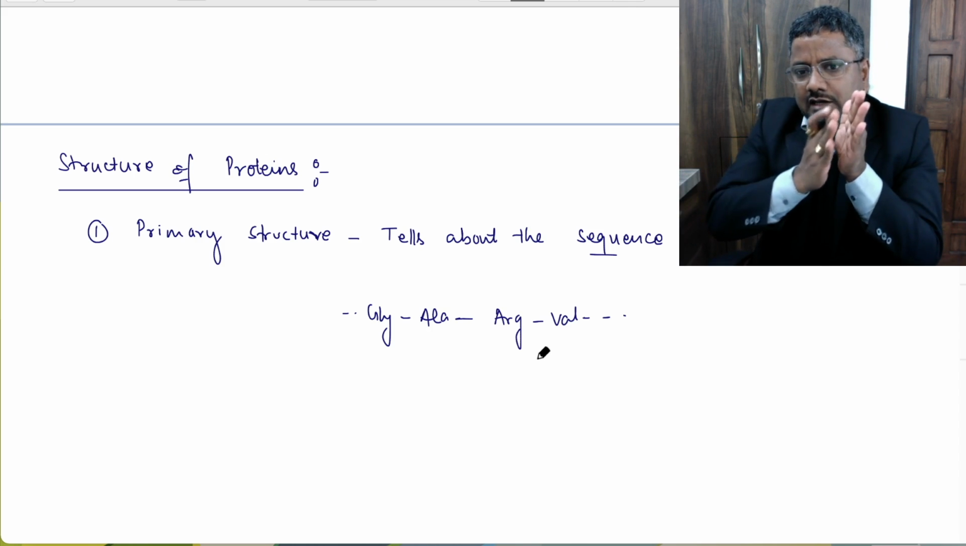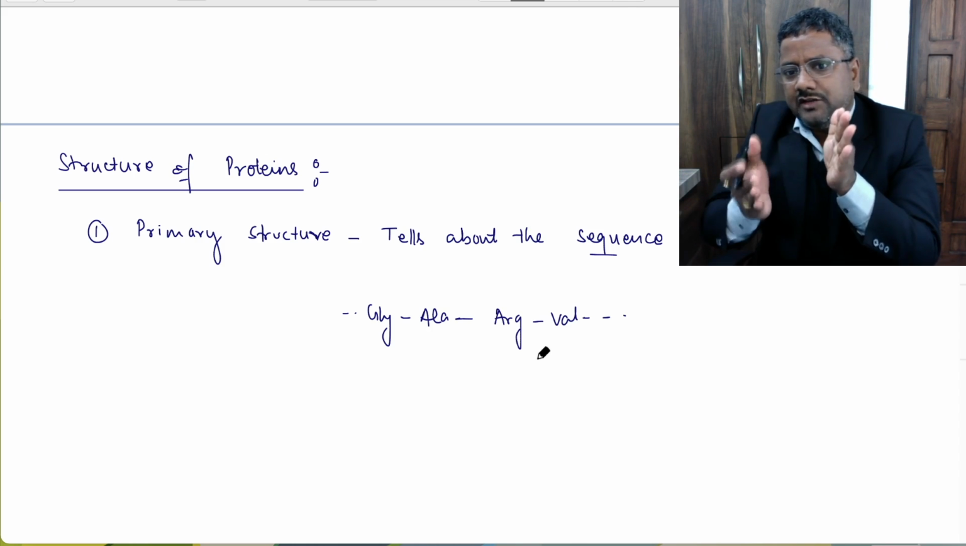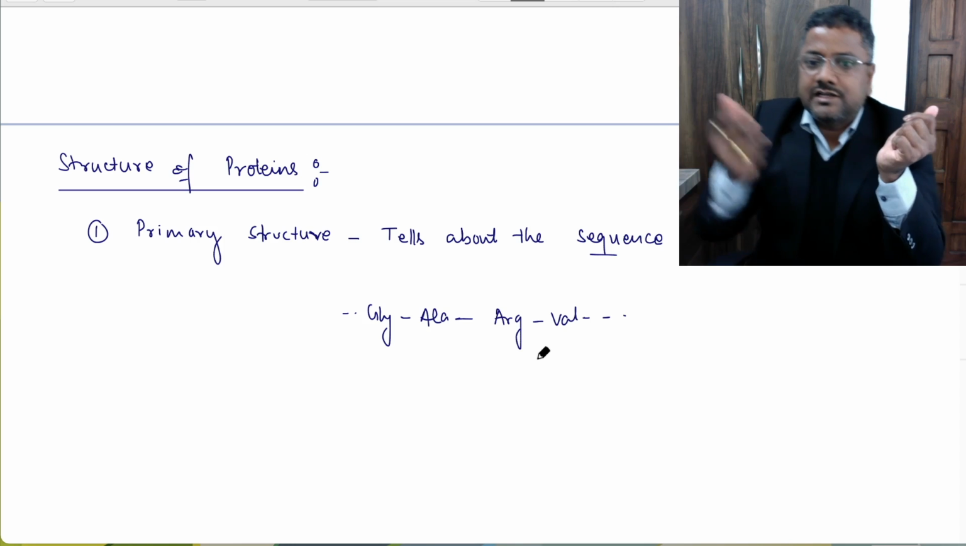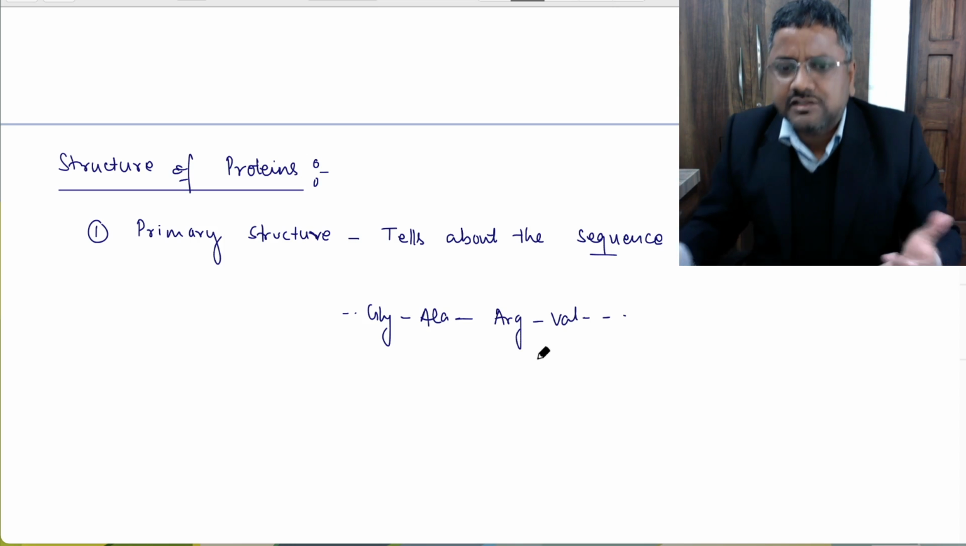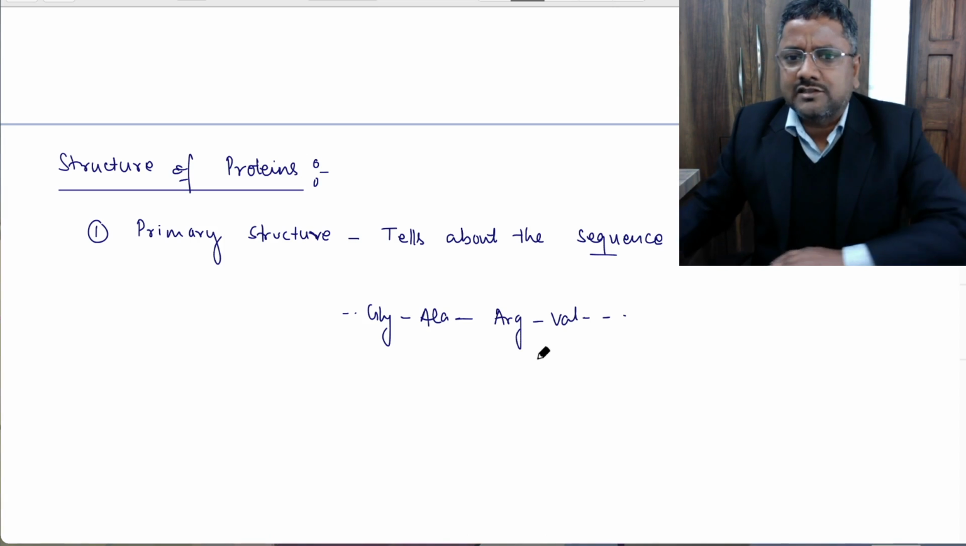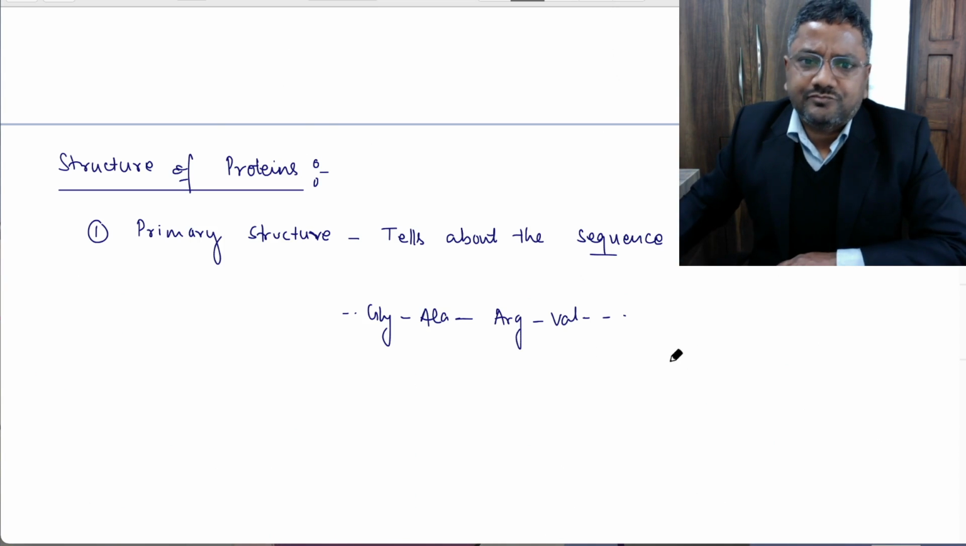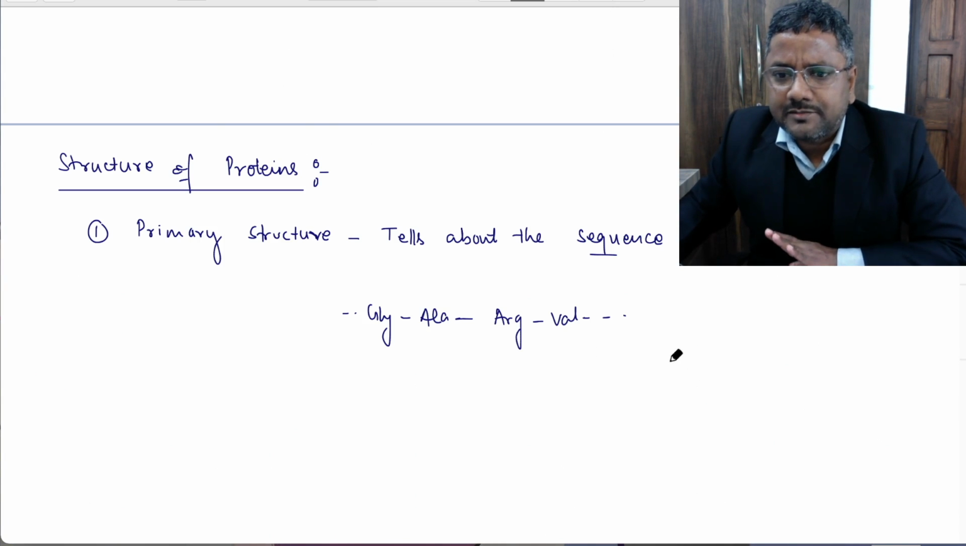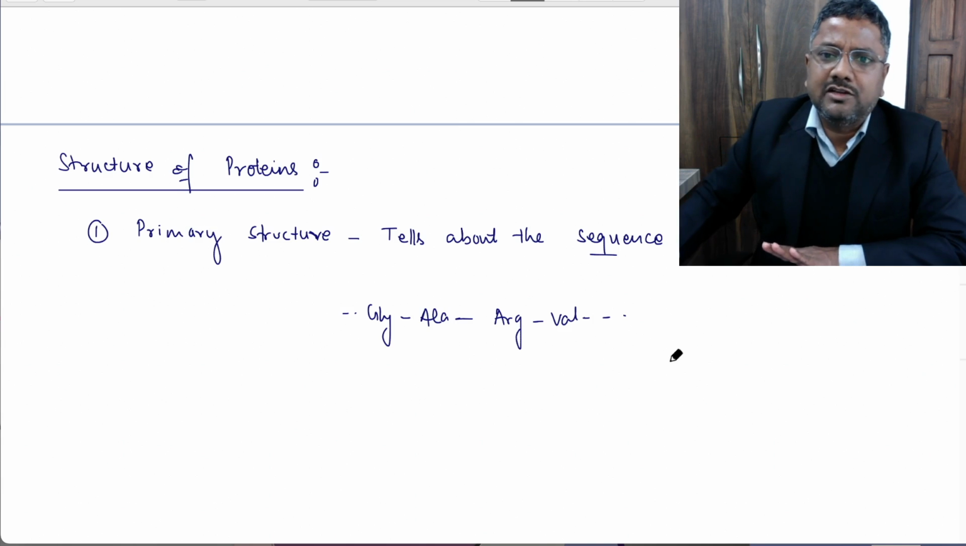Means after which amino acid, which amino acid is at the extreme left, and which amino acid is at the extreme right. So this will tell about the particular sequence of amino acids.